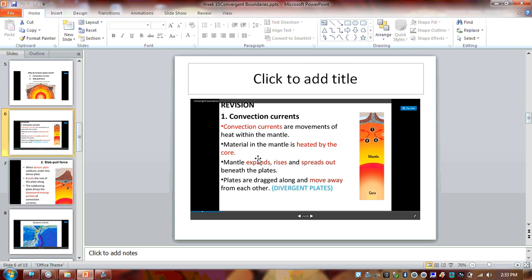Now, let's review. Convection currents are the movements of heat within the mantle. Material in the mantle is heated by the core, expands, becomes less dense, rises, and then cools down and sinks. This continuous motion moves plates.